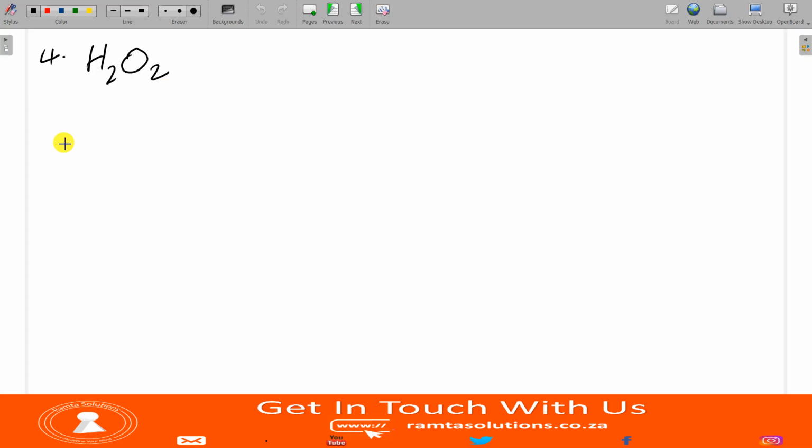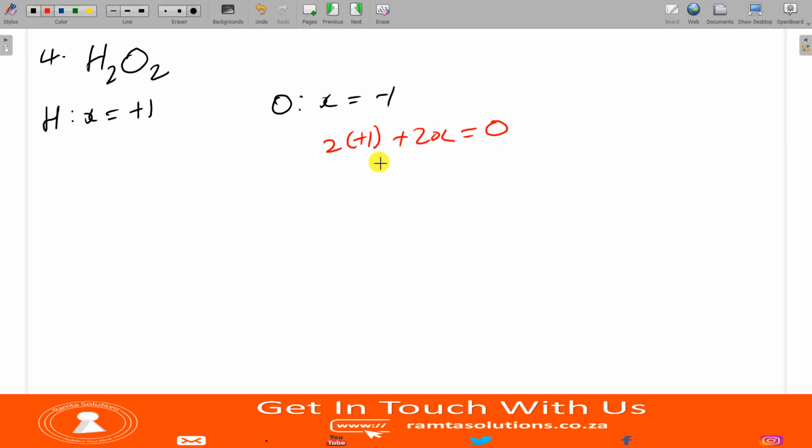You see that? Perfect. Now, for this particular question, hydrogen, when combined with non-metals, is +1. Don't waste your time. It is +1. And then oxygen, this is a peroxide, so it is -1. With the method that we like, 2 times +1 plus 2x is equal to 0. So 2x equals -2, and x equals -1. Can you see that? We were able to prove that.